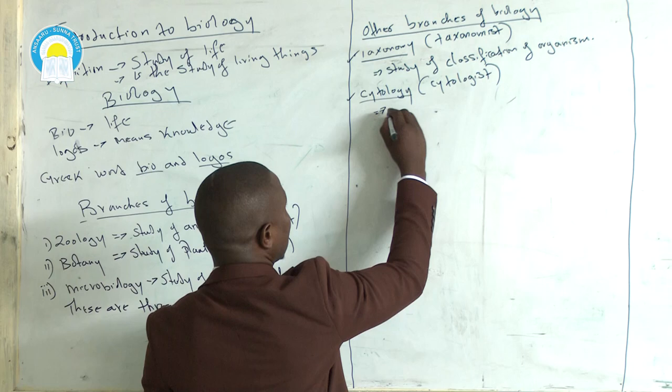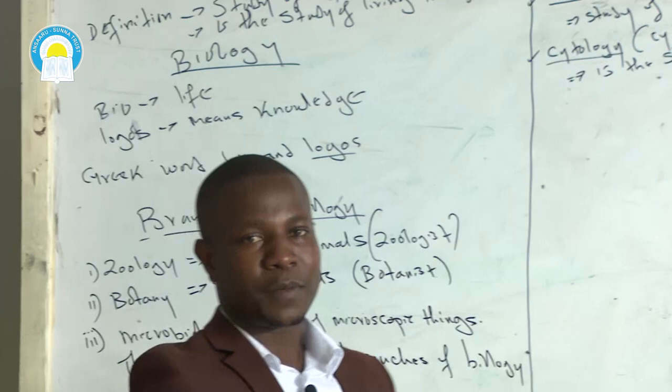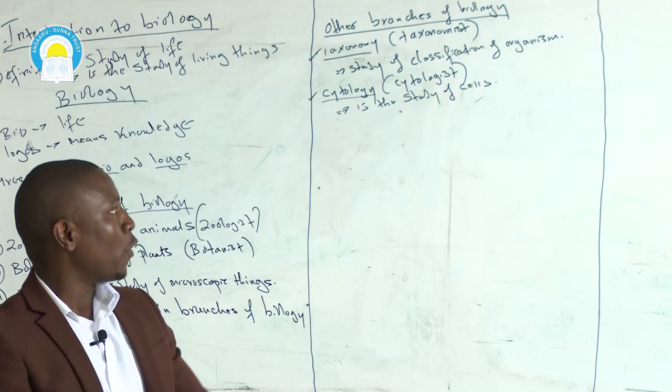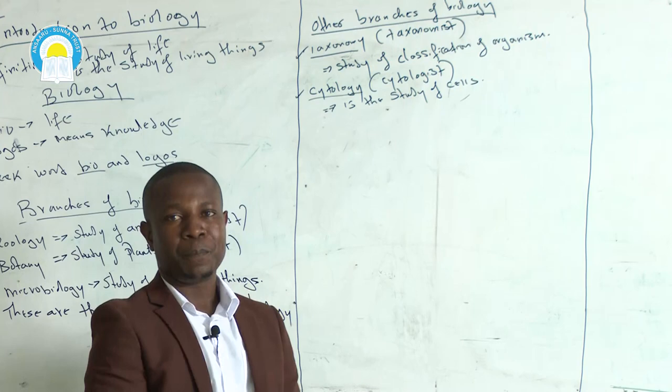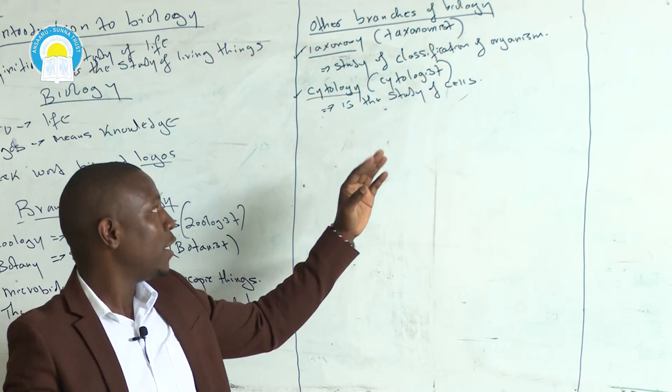Cytology is the study of cells. In this regard, at form one level, we will be able to see what animal cells and plant cells look like. We have cells that have a double membrane and cells that have a single membrane, and cells that are irregular in shape and cells that are regular in shape. To know the differences between cells, we have cells that are prokaryotic and cells that are eukaryotic.